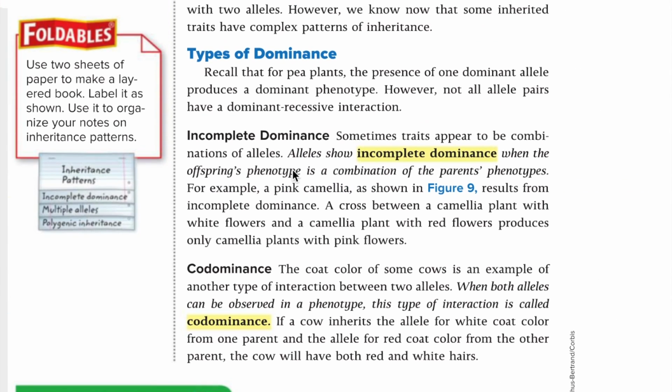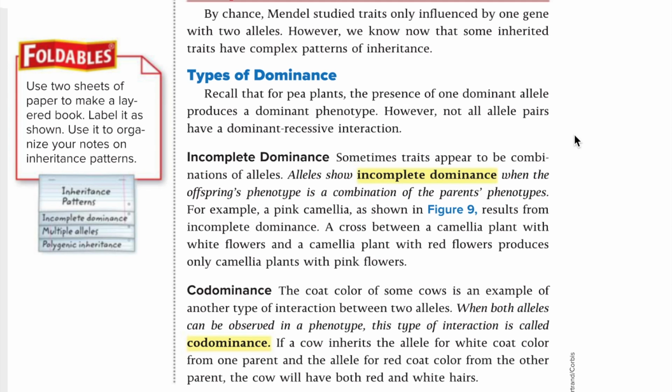A couple of other definitions that we need to talk about. Incomplete dominance. Remember in the last video when we talked about blending inheritance and how that was not how it works. Well, incomplete dominance is sort of like blending inheritance when two of the parents' phenotypes actually combine to make a different phenotype altogether, such as a red flower and a white flower combining to make an offspring that is a pink flower. That is incomplete dominance.